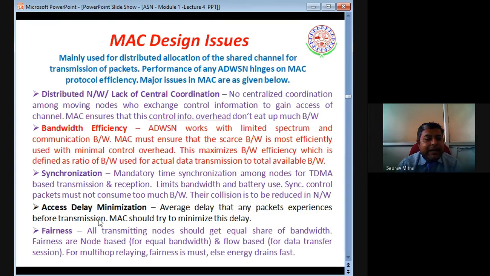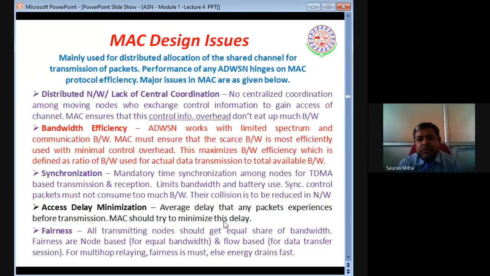The average delay that any packet experiences before transmission is called the average delay or access delay. You are trying to access the channel. If you get access to the channel, then only you can transmit the data. But maybe the channel is busy and you are not getting access. So whatever time delay there is before you get access to the channel is called access delay. And the lower the access delay, the better for that part of the transmission. So MAC should try to minimize the access delay. That means whenever nodes are trying to access the channel, the node should be given access as soon as possible, so the access delay should be reduced as much as possible.